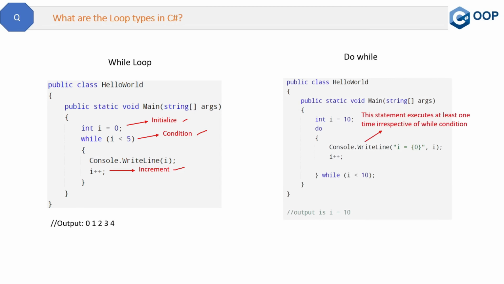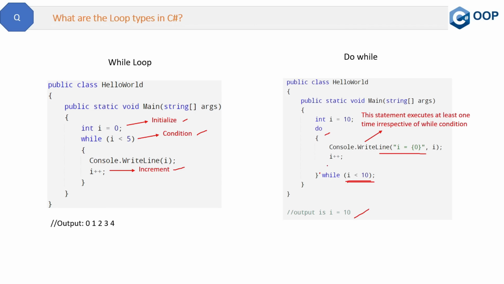Second is the do while loop. Here is the code. The only difference between while and do while is the statement inside do must execute. So in a do while loop, the statement inside the do will execute irrespective of whether the while condition is true or not. See, the output here is 10. Even though the condition fails the first time, we still get the output, which is i equal to 10. So the statement inside do will execute at least one time.